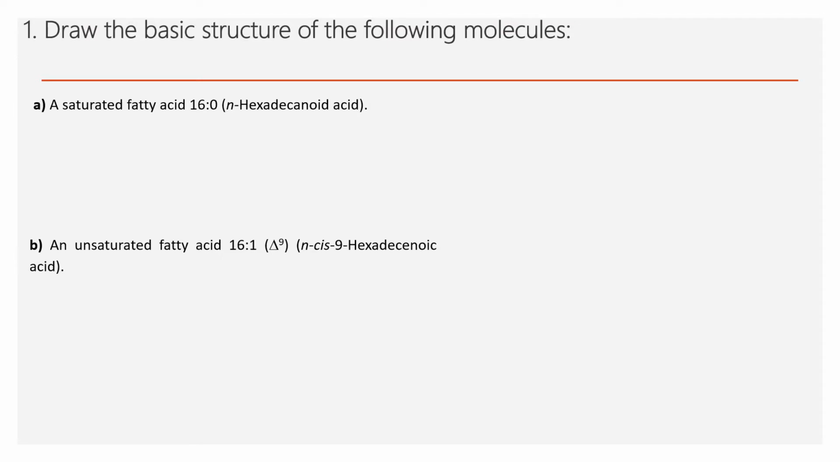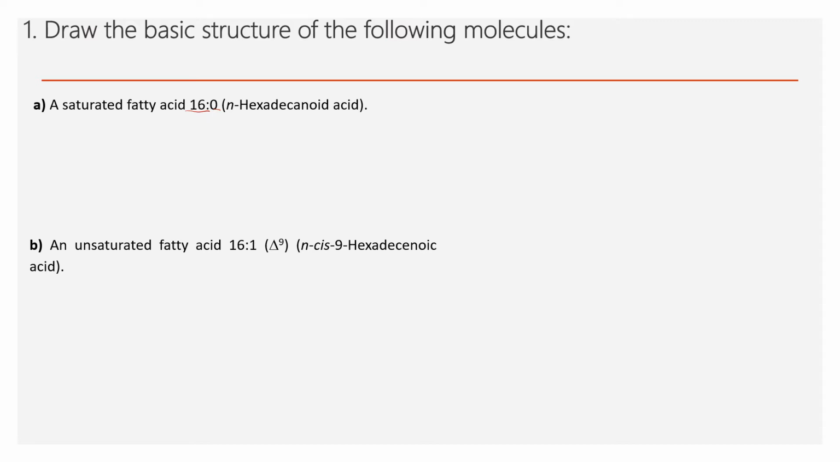Draw the basic structure of the following molecules. A, a saturated fatty acid, 16:0, N-hexadecanoic acid. This number tells you how many carbons, and this number tells you the number of double bonds. For a saturated fatty acid, I'm going to draw it the way that it's in your key.